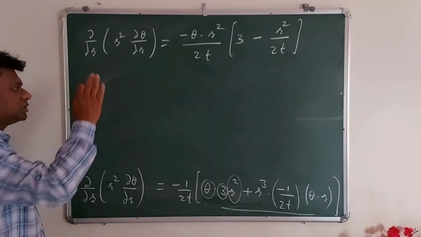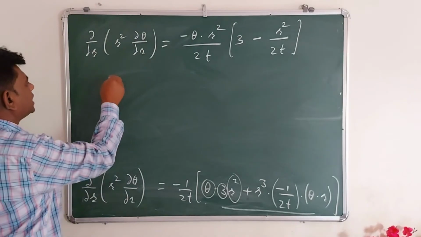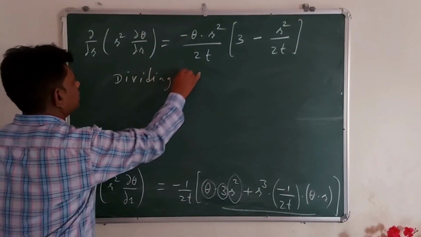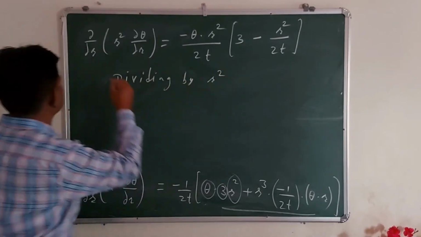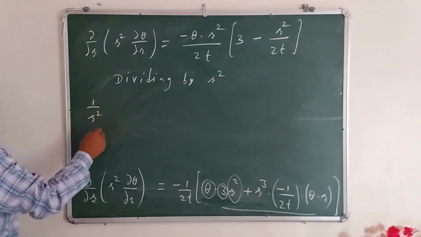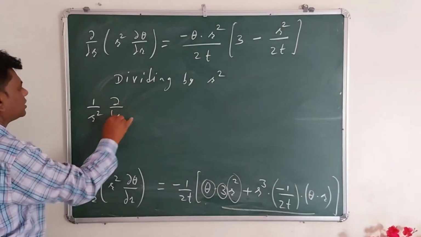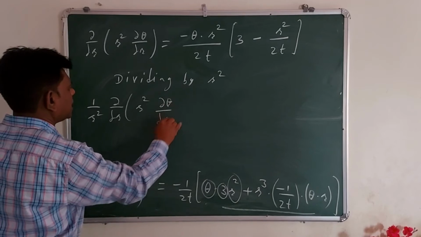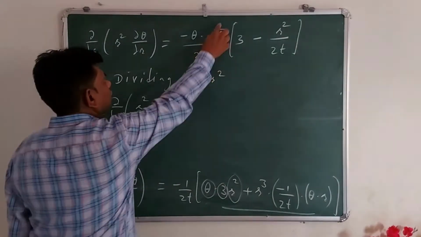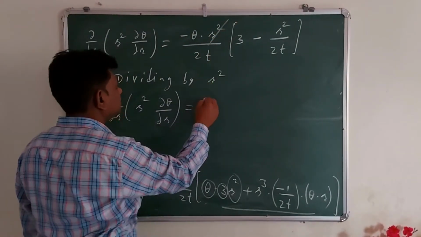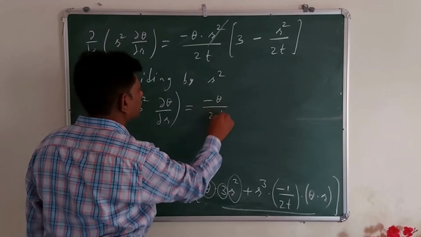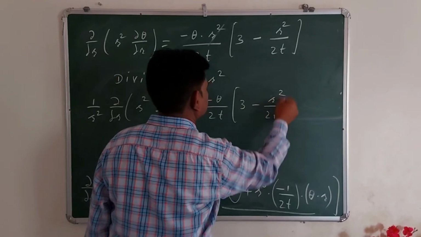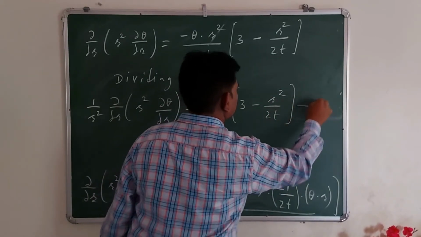Now dividing this whole term by r square. The answer is 1 upon r square del by del r of r square del theta by del r is equal to, now this r square gets cancelled, minus theta upon 2t, times 3 minus r square upon 2t. Now this is denoted by number 4.